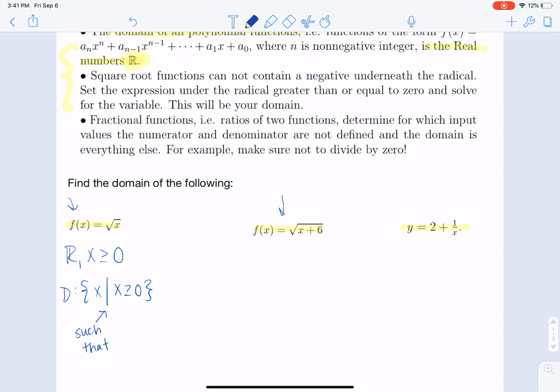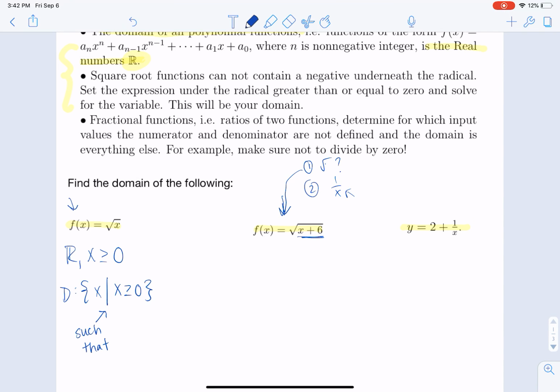Over here, this second example that I have, f of x is equal to the square root of x plus 6, I want to ask myself those two questions. One, does it have a square root? And two, is there a variable in the denominator? This falls into category 1. So I want to think to myself, what would make the expression underneath my square root a negative number?